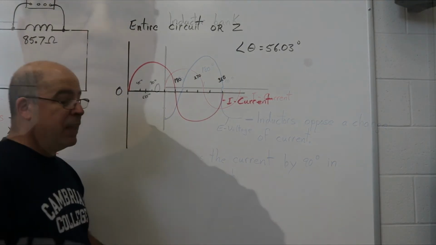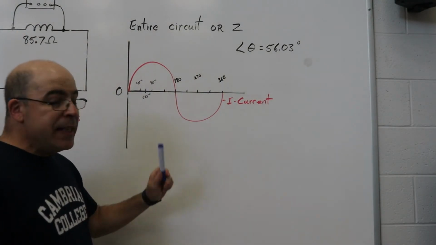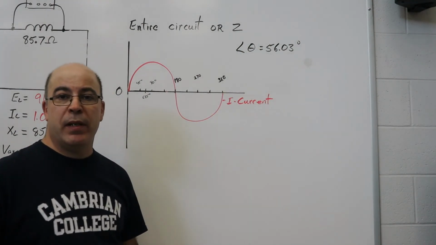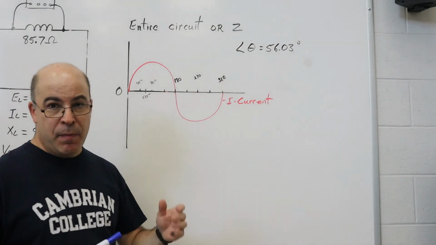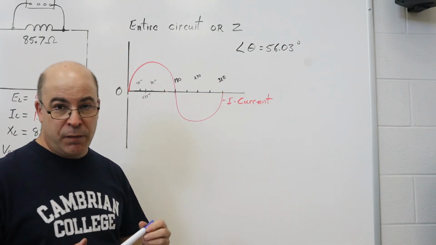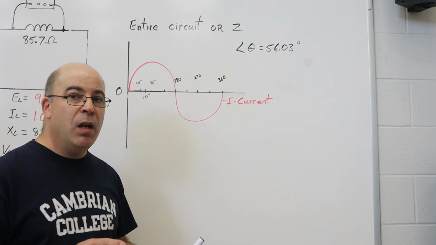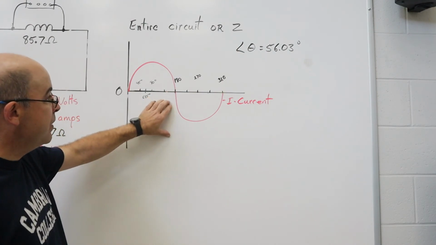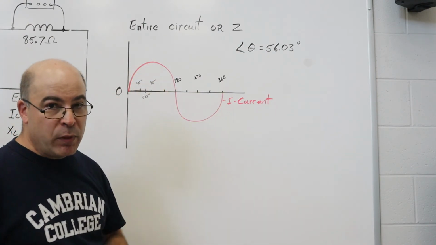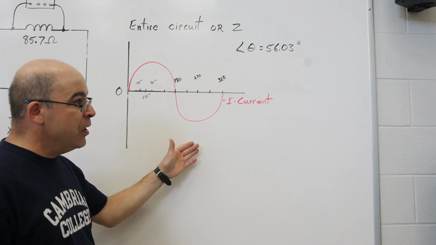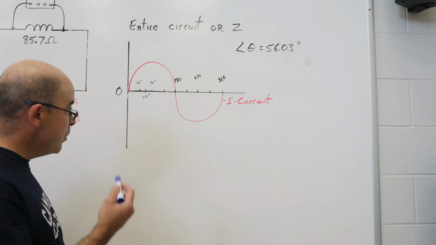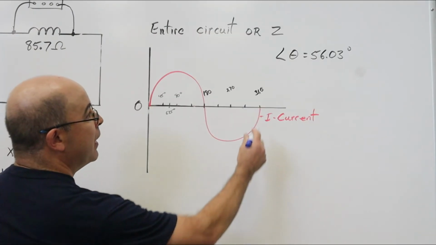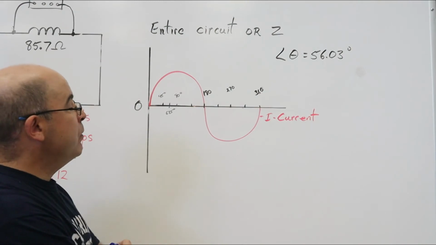Finally, we're going to look at the entire circuit. Now, we calculated that the angle theta was 56.03 degrees. So that is the amount of offset or phase angle difference between the voltage and the current. Remembering that in the series circuit, the current is stationary. As a result, I've still got that red sine wave. It hasn't moved since we've done any of the other demonstrations. So what we want to do is try to be as accurate as possible. Angle theta is 56.03 degrees.